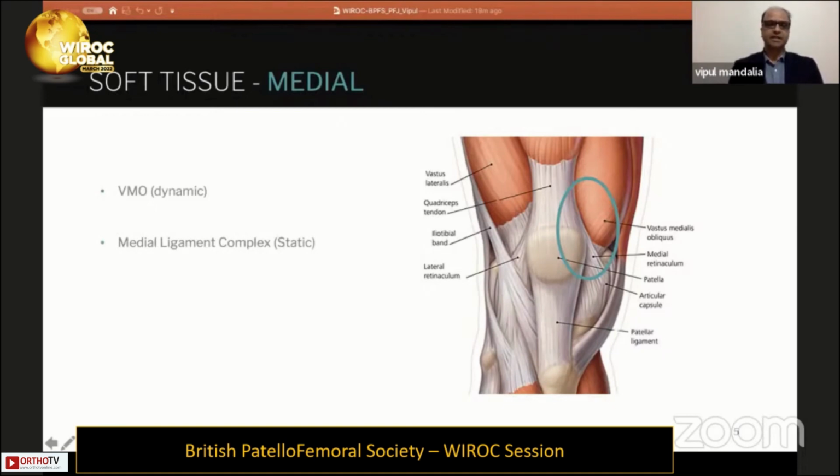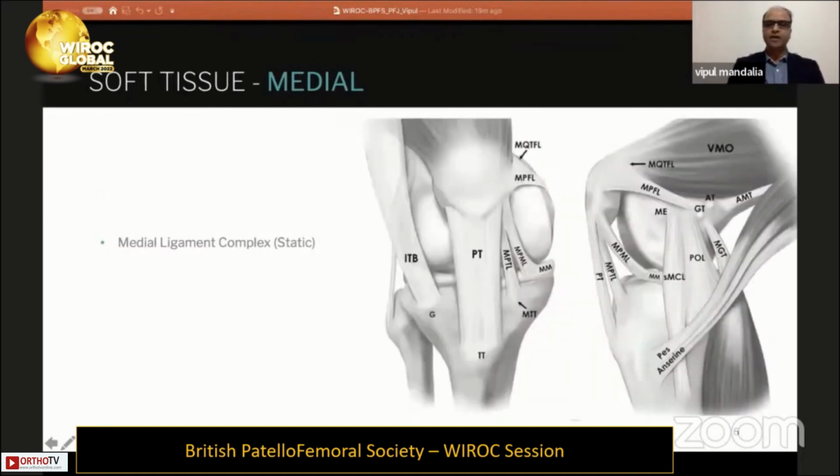But more important in terms of patellar instability or dislocation are the medial static structures. Recently, this has been recognized as a medial ligament complex. If you look at the picture on your right-hand side, in the recent past, a lot of structures have been identified and thought to contribute to patellar stability. Some of them are the medial patellofemoral ligament, the medial patellar meniscal ligament, or the medial quadriceps tendon femoral ligament. The one that we are most aware of, and the most significant, is the medial patellofemoral ligament.